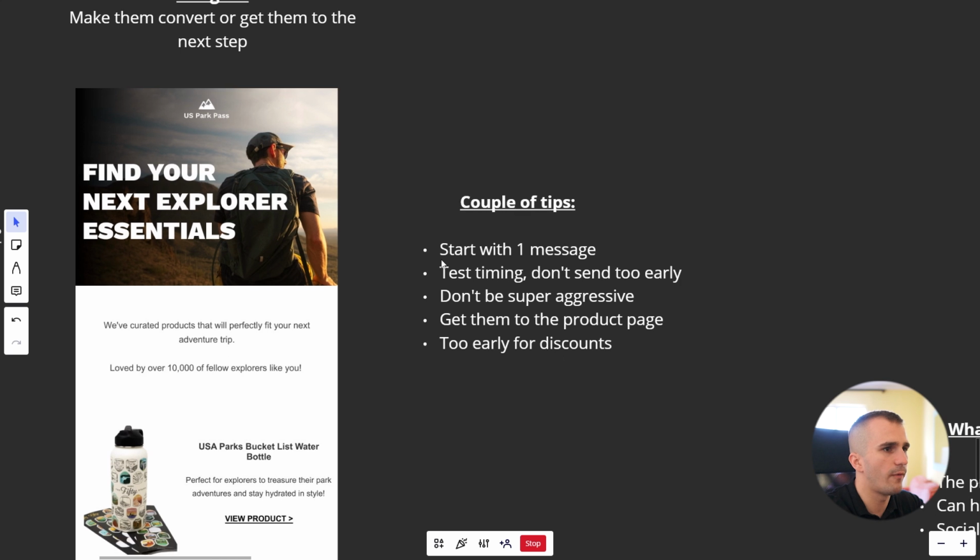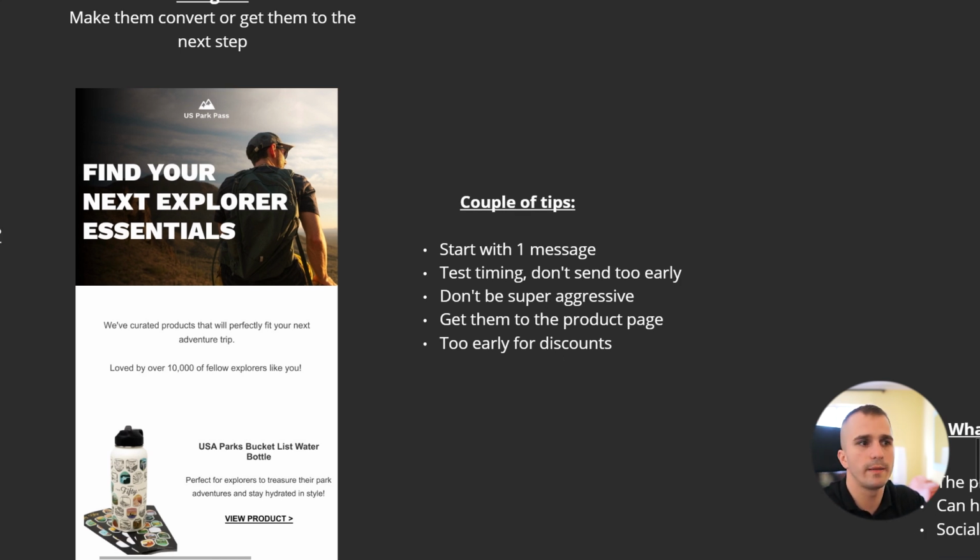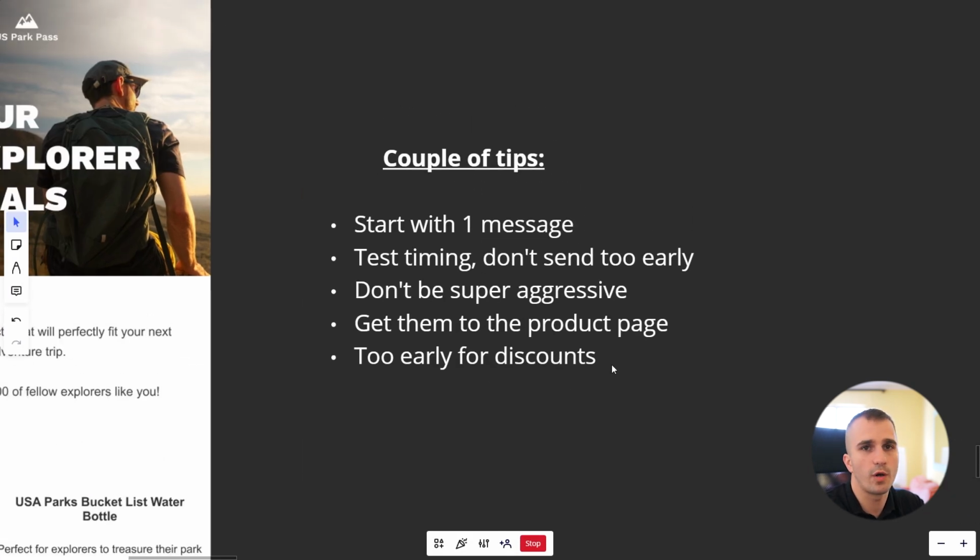Then the second thing, I would test timing. Don't send too early, and don't appear like a creepy brand that sends immediately as they leave your homepage or collection page. I would set it up at like 2, 3 or 4 hours. It's really all about testing at this point. You want to see how your audience reacts on different time frames. For that reason, test timing, that's one of the most important things that you can do for this flow.